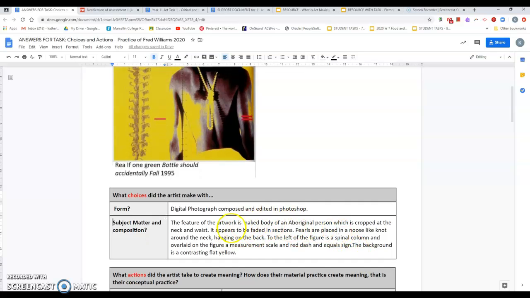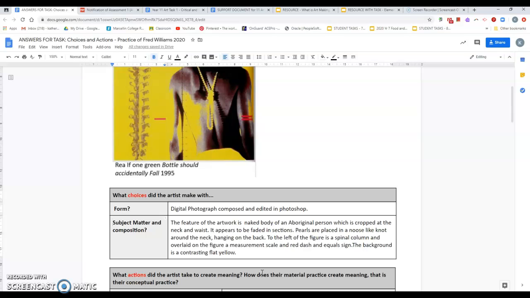okay, it talks about the subject matter and composition of the artwork. So that's where you're explaining what you see and how the artwork has been arranged. So if I scan through that, it's a naked body of an Aboriginal person, cropped. It's faded in sections. Pearls are placed in a noose-like knot around the neck, hanging on the back. Now, in these responses, when you describe the subject matter and composition, you need to pretend you're describing it to someone and they can't see it. So will they get a visual image in their mind?